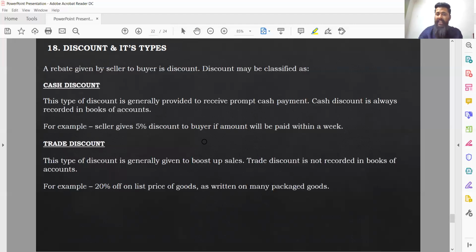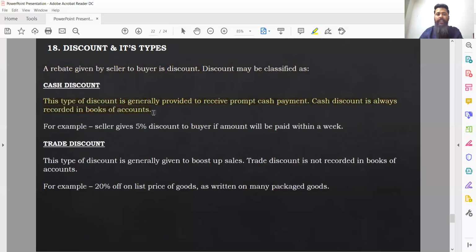Whereas the basic intention behind giving trade discount is to boost up sales. It happens if we observe the hoardings of buy one get one free, flat 20% off. It is common human nature that we tend to purchase more of those goods irrespective of whether we actually need those goods or not. So trade discounts are generally given to boost up the sales, to increase the sales volume, or to clear the stock. So discount is basically a rebate given by the seller to the buyer. Discount may be classified as cash discount and trade discount. Cash discount is generally provided to receive prompt cash payment.